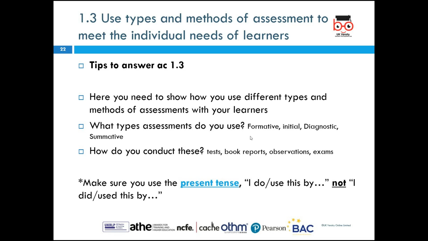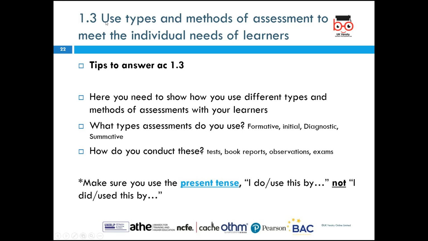I'll make sure to give my students spelling tests just to see if they're embedding that sound that we're talking about. I might give them a simple maths test. Or at the end of a lesson, I might put up a game on the interactive whiteboard and see if they can put things in number order. And then how do you actually conduct these? So just talk about, do you do it in tests, books, reports, observations, orally, or like exams?